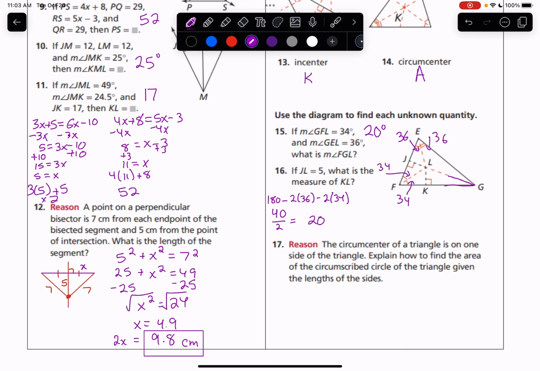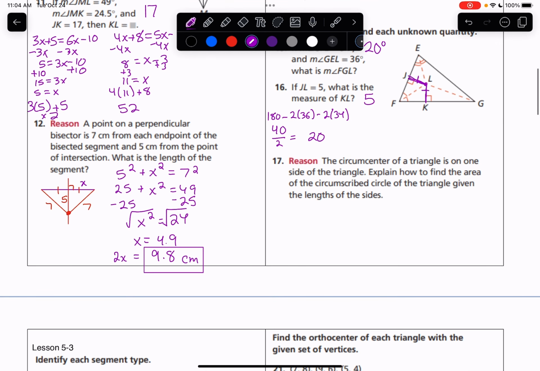Let me go ahead and clear off all this stuff, and let's take a look at the next one. If JL equals 5, what is the measure of KL? Well, if JL and KL are both the distance from the incenter to the side of the triangle, they must have the same length because they are both the measures of the radius of the inscribed circle. So that should also be 5.